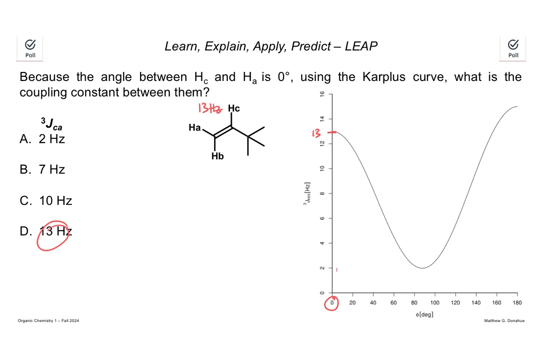And remember, because we're considering HA as its unique neighbor, one unique neighbor, 1 plus 1 equals 2. So that relationship is going to be a doublet. And we know that a doublet looks like two lines. And what we just found is that the distance between those lines is 13 hertz.